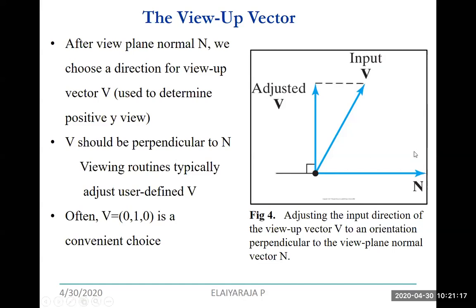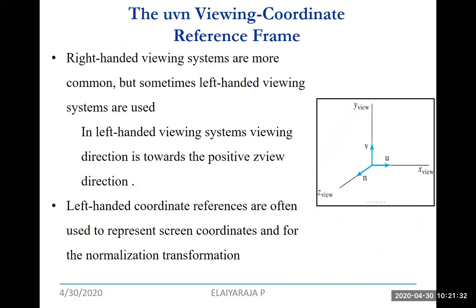The projections with respect to your I, the coordinate value x comma y comma z, then the reference point, then the up vector value. And here the u comma v comma n, the viewing reference frame. First we discussed about the I, next we discussed about the up vector, then your reference value.